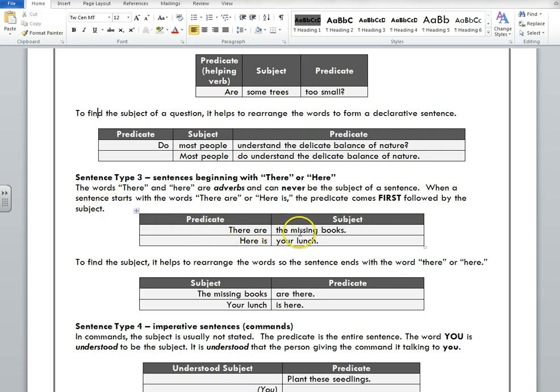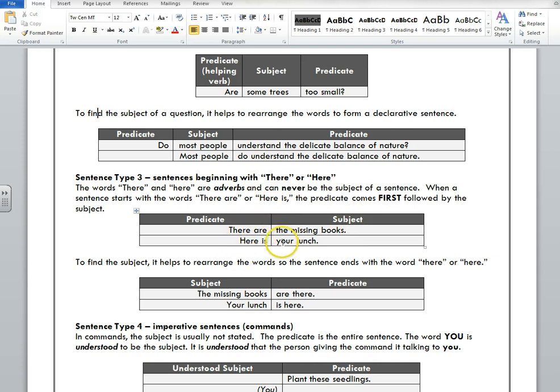There are the missing books. Your subject is books. Are is your verb. So we have the V on this side and the S over here, VS. Okay? And we divide between our V and our S. With the missing describing books, it stays on the subject side.